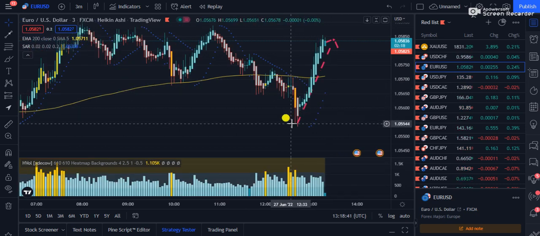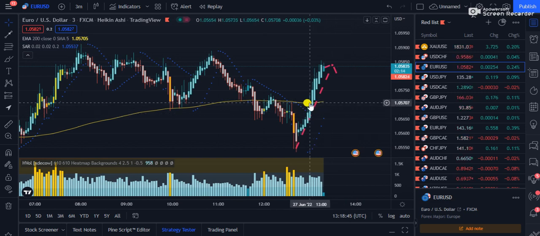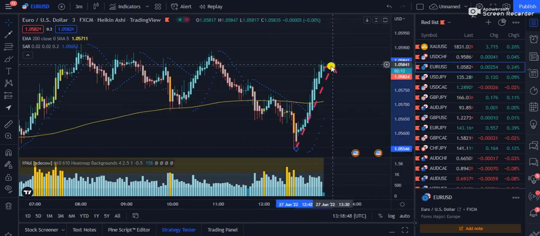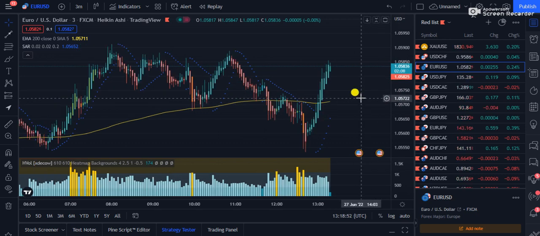But you can see the volume came, and you can see the pressure build, and above the moving average this candle was closed, and then the market has simply gone in the upward direction. So guys, what's the best way to trade it?